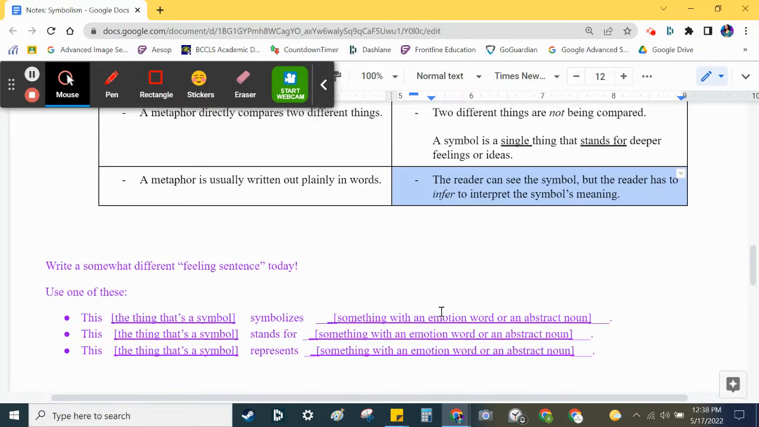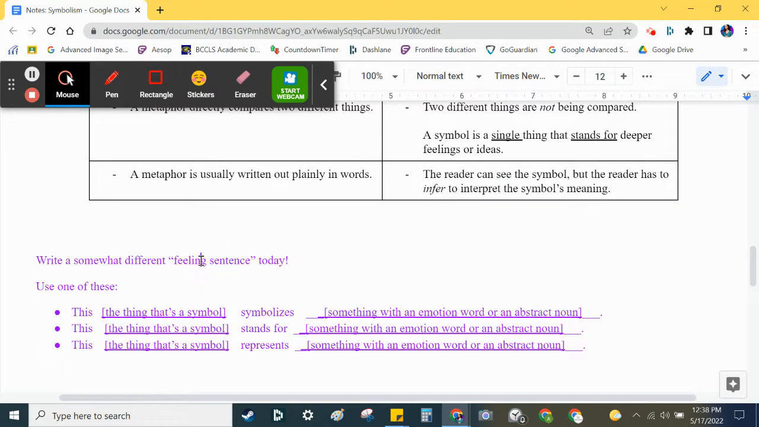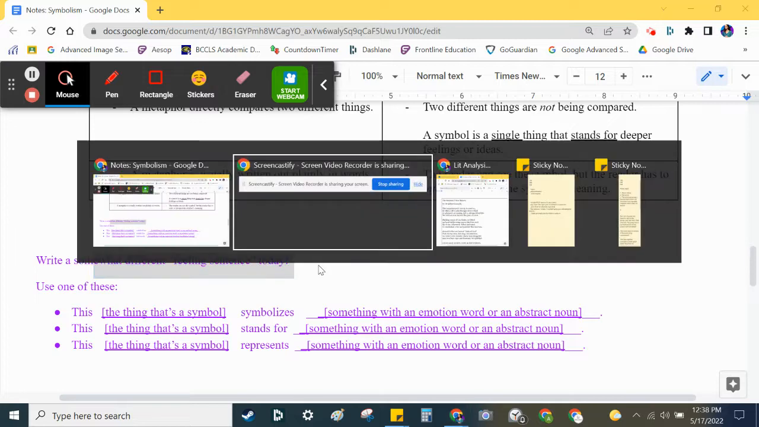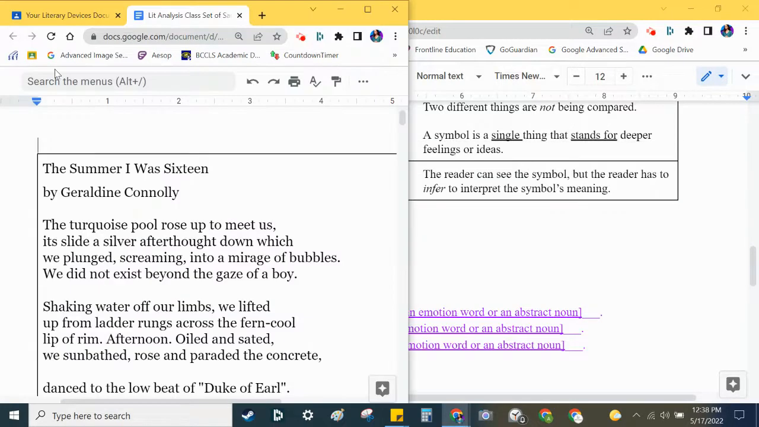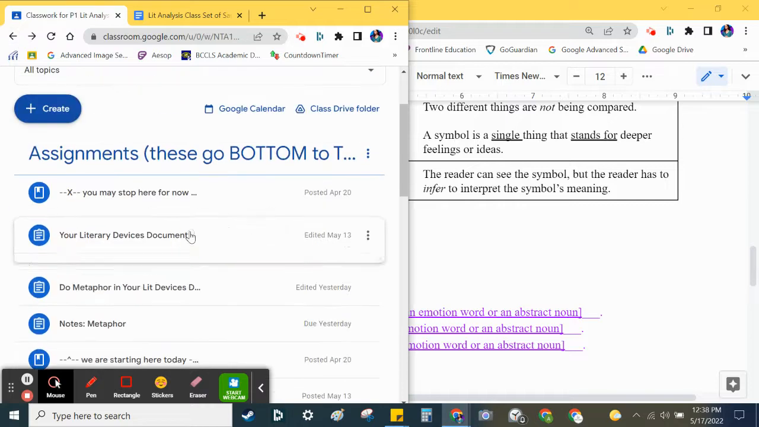Now, today, when you do the feeling sentence in your literary devices doc, you're going to write a somewhat different feeling sentence than the one I normally tell you to write. Here's what I mean by that. So here's your literary devices doc.